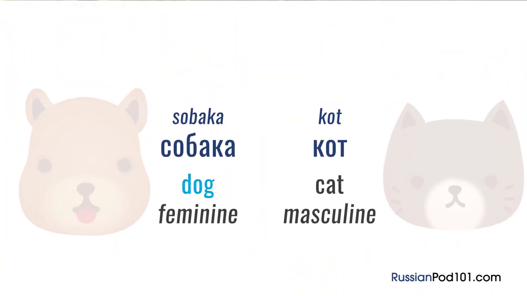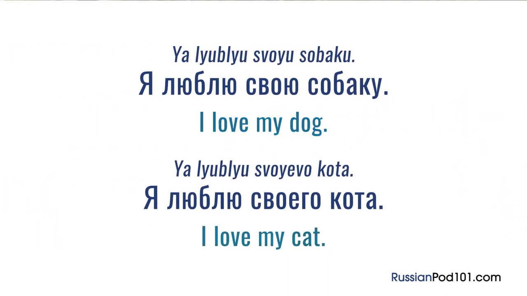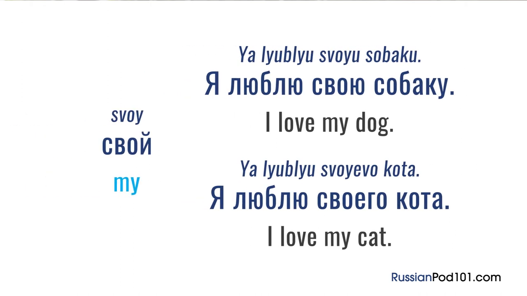For example, the word dog is feminine, собака, and the word cat is masculine, кот. If you want to say, I love my dog and I love my cat, you'll have to use different endings for the nouns. Я люблю свою собаку, but я люблю своего кота, respectively. You can see that even the pronoun my, свой, will change for these sentences because of the animal's genders.